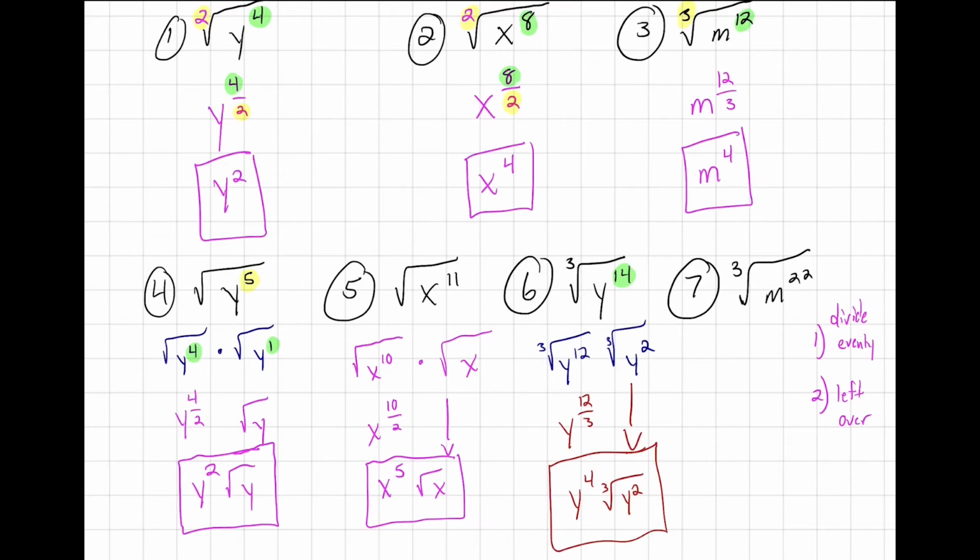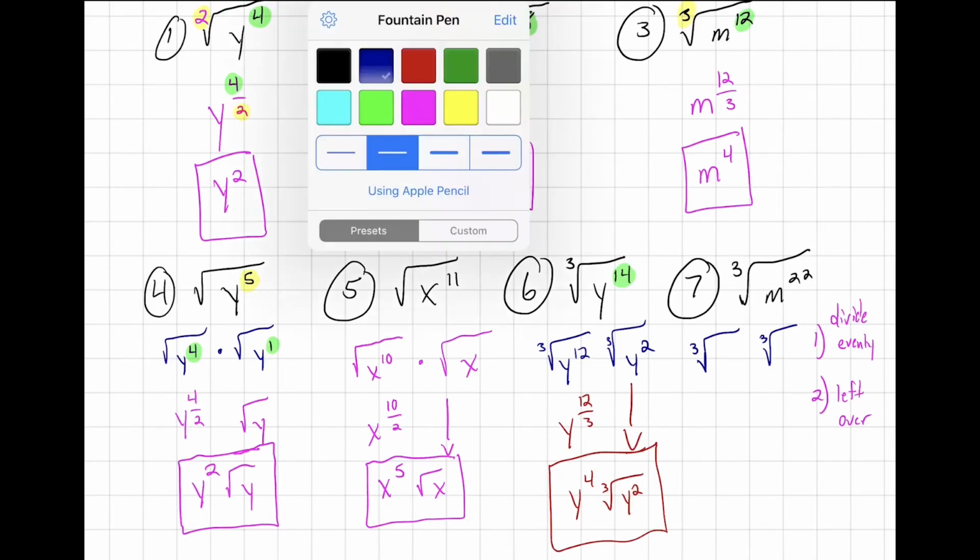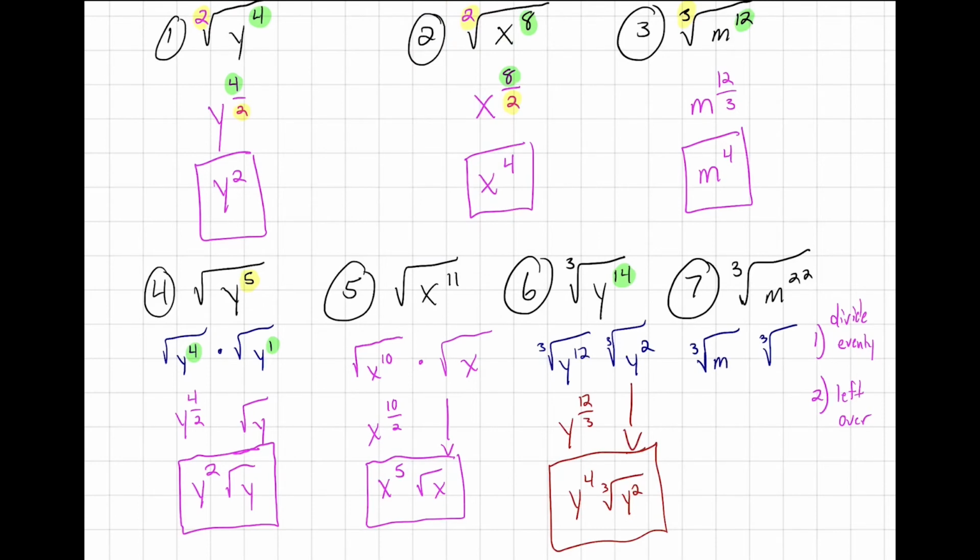Number 7, we're doing the same kind of deal, right? I need to create two radicals, and these are cubed roots. I need to split up 22 into something that divides evenly and whatever is left over. So I think about my multiples of 3. Since I'm taking a cubed root, I've got 3, 6, 9, 12, 15, 18, 21. 21 is the closest I'm going to get to 22. So that gives me m to the 21st power in one, and then just m in the other.